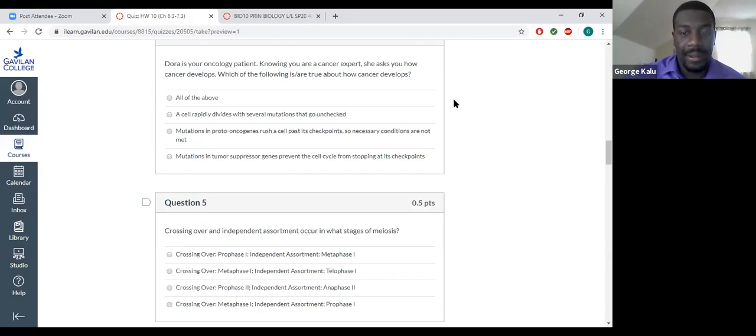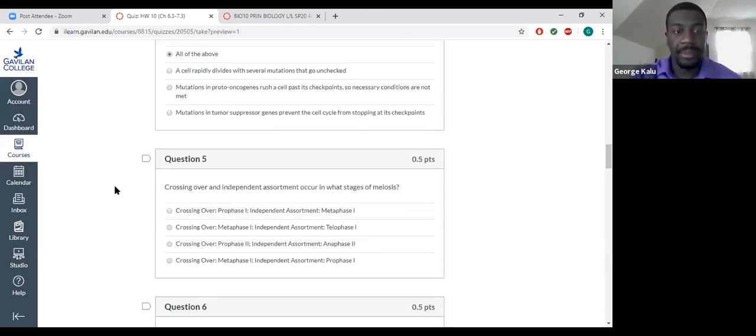What do we think? Yes, all of the above. Perfect. Yes, everyone's getting this one right. Good. So all of the above. So these are all possible reasons for how cancer can develop.